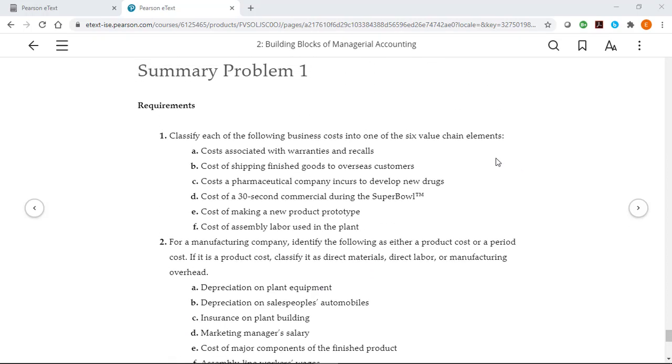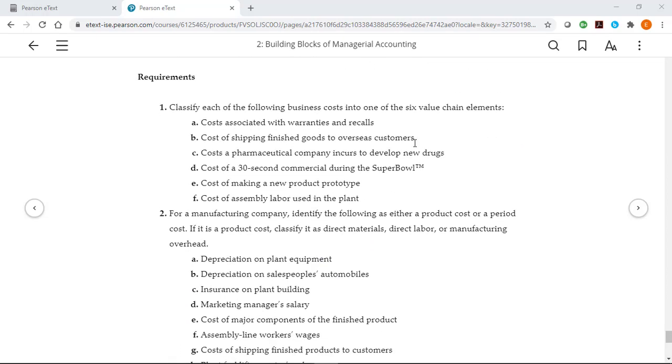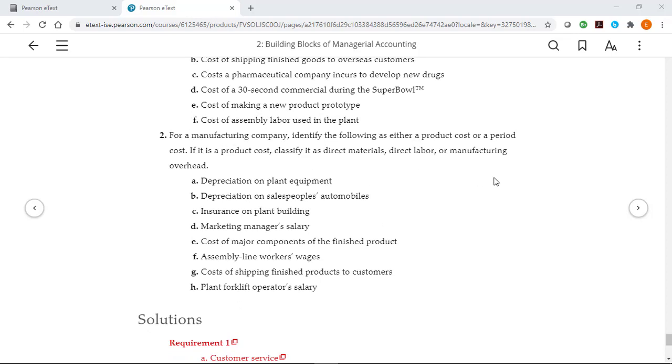If we go to the chapter, you'll find the summary problem in this chapter. And let's just look at this, part 2. For a manufacturing company, identify these as either product cost or period cost. So I want you to answer these in your head as we work along. And if you're not getting them right, then you need to look into it. All right, so first of all, depreciation. Well, that doesn't tell us enough. Depreciation on equipment, that doesn't tell us enough. We have to know whether it's in the factory, and of course plant means factory, or not in the factory. Since it's on the plant equipment, that means it's definitely a product cost. Okay?